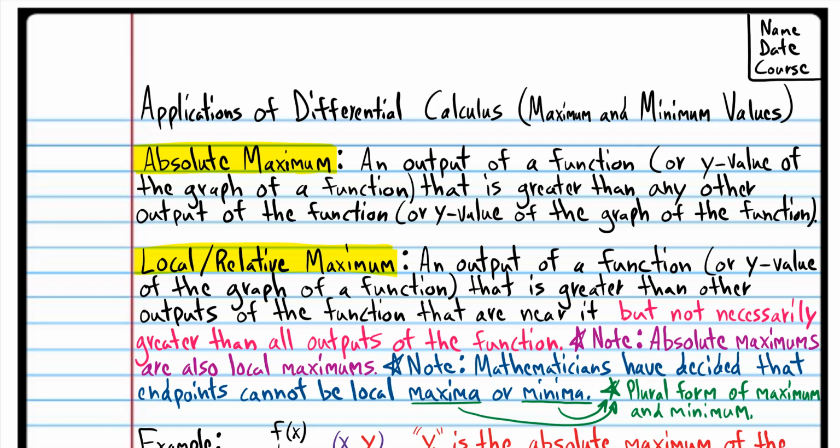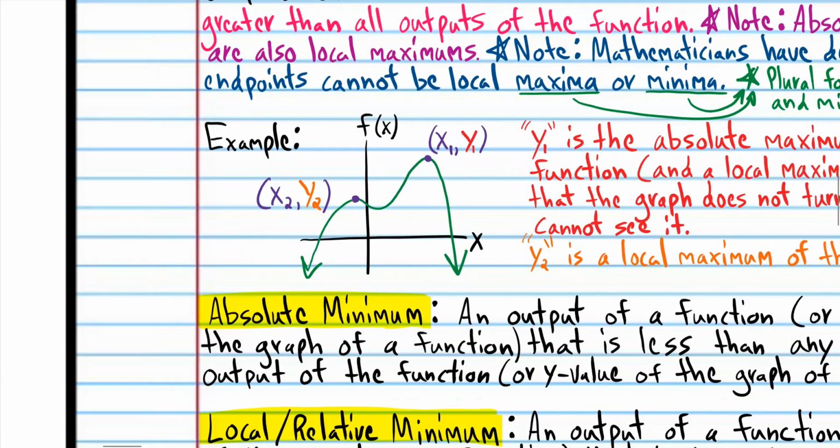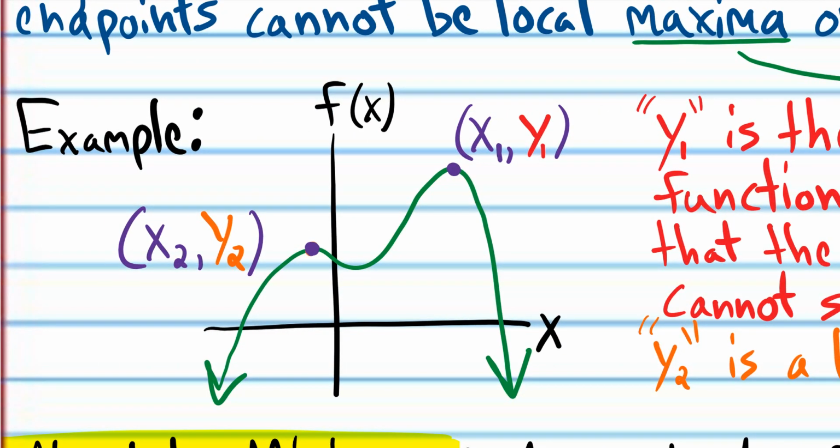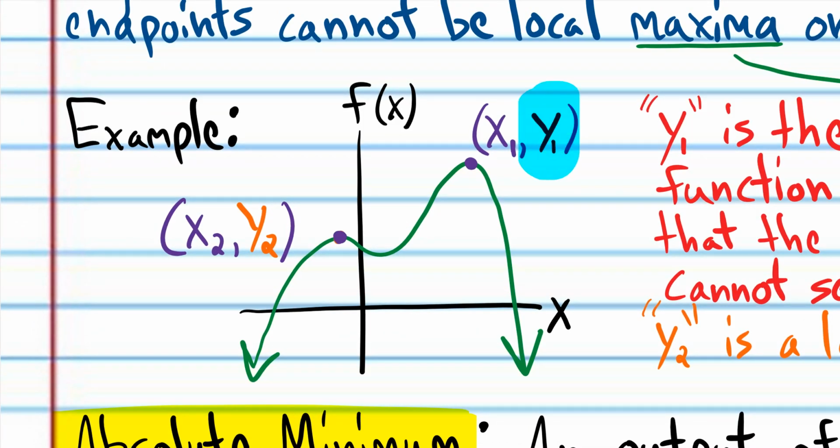An absolute maximum value of a function is an output of a function, or y value of the graph of a function, that is greater than any other output of the function. So if we think about it in terms of the graph of the function, an absolute maximum value of a function is the biggest y value. It's important to understand that the values of a function are the outputs of the function, the y values of the function. So an absolute maximum value of a function is the biggest y value. So this is the absolute maximum value of the function.